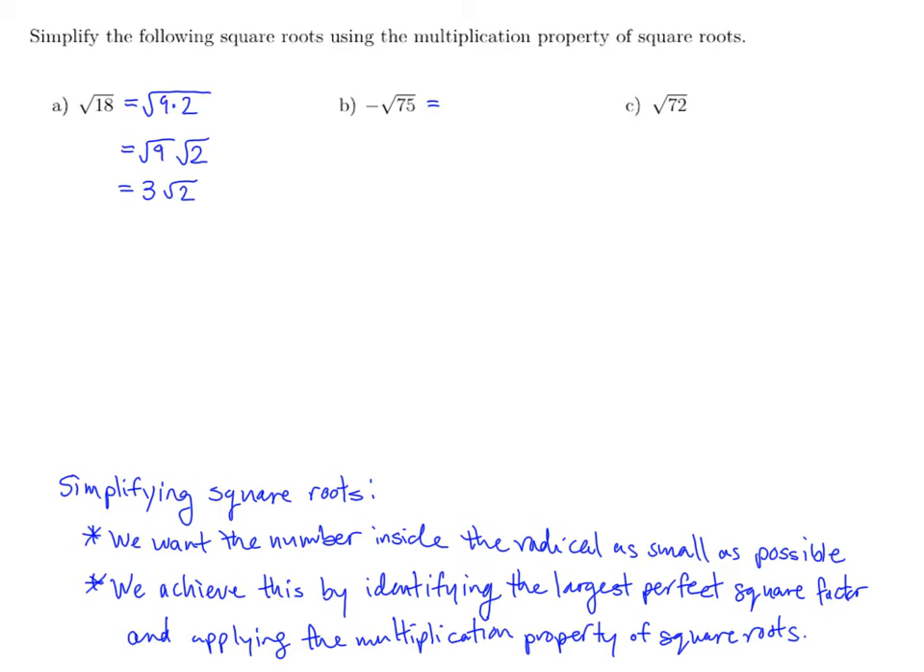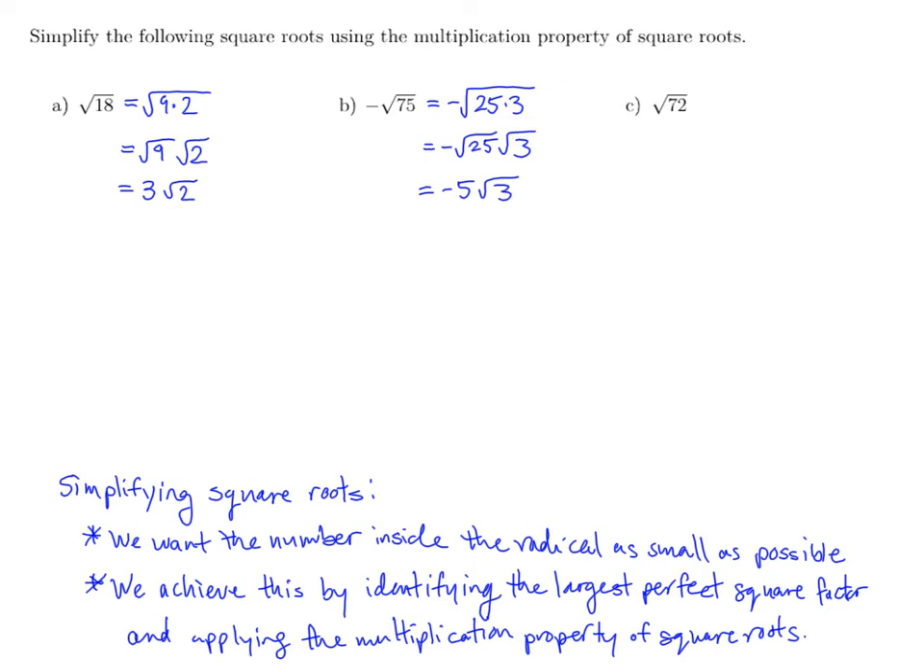So looking at the numbers smaller than 75 that are perfect squares, 64 is not a factor, 49 is not a factor, 36 is not a factor, but 25 is a factor. So we can break this down into the negative square root of 25 times 3. And so now we have the negative square root of 25 times the square root of 3, and that will become the negative 5 times the square root of 3. So the number that is the opposite of the square root of 75 is the same as the opposite of 5 times the square root of 3.